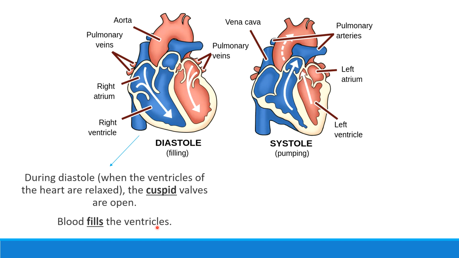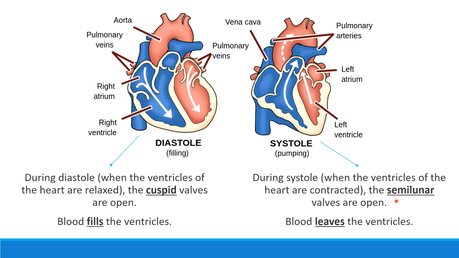But when the ventricles are contracted, we open up the semilunar valves. Remember that the semilunar valves were what we found in the pulmonary trunk and in the aorta. So because I want my blood to leave the ventricles, I'm going to create an exit for them with these semilunar valves. When I want that blood to go into the ventricles, I create this open door, which is those cuspid valves.